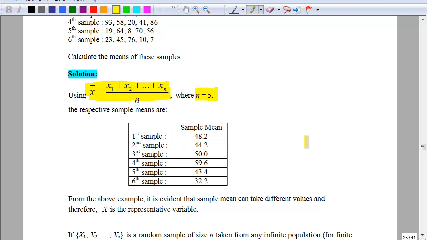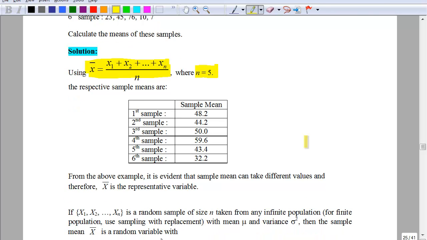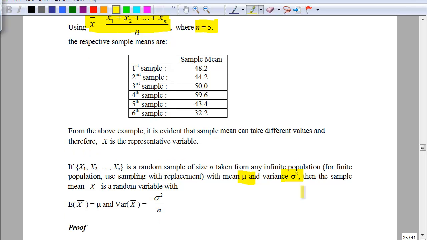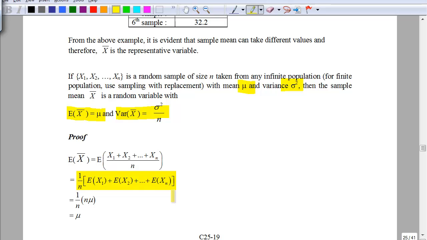By now we might want to think that if we are able to have a distribution for the sample means, what kind would it be? Before we go into that, let's say x1, x2 up to xn is a random sample of size n taken from an infinite population, and this population has mean mu and variance sigma squared. Then the sample mean x bar is a random variable with expected value of x bar as mu and the variance of x bar as sigma squared over n. Now this can be easily proven by the following.